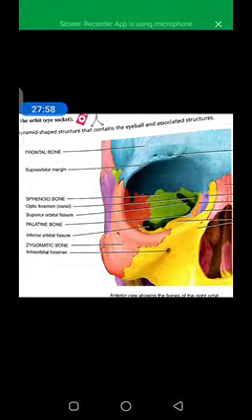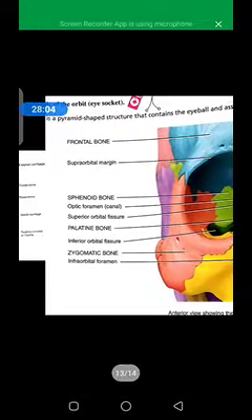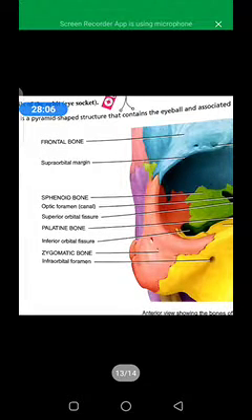The orbit is a pyramid shaped structure that contains the eyeball and the associated structures. How your orbit will look like: frontal bone, supraorbital margin, supraorbital foramen. Okay, supraorbital margin, there is a supraorbital foramen inside this contained in the frontal bone. Okay, then there is sphenoid bone at the back, you can see.